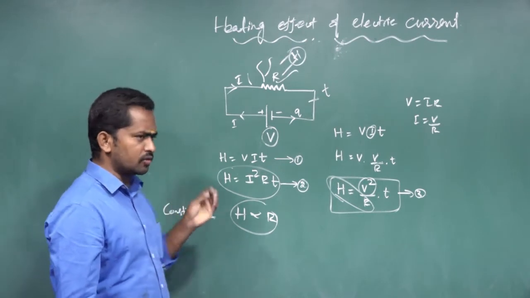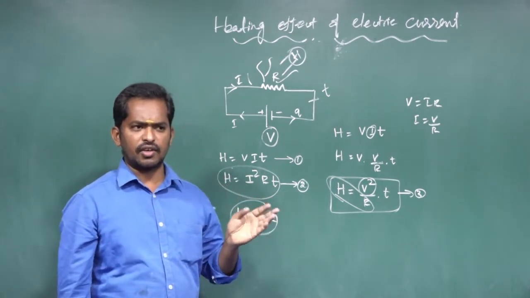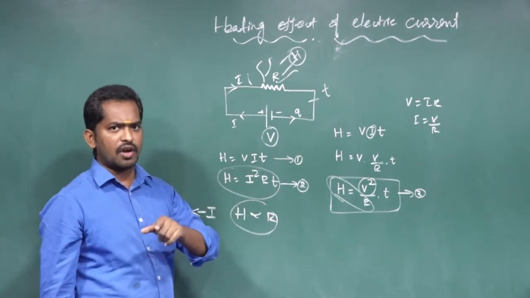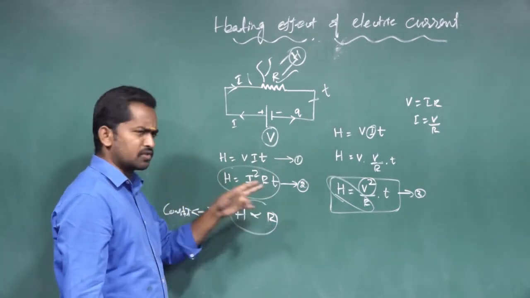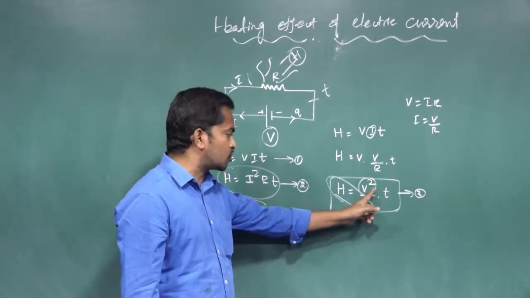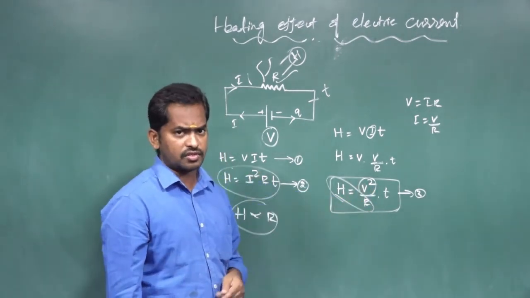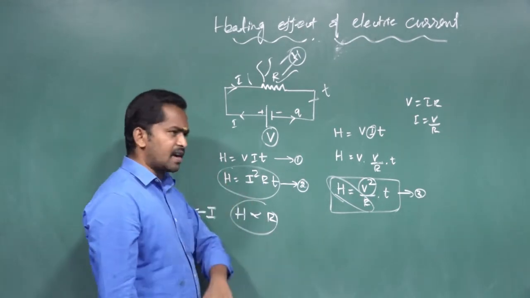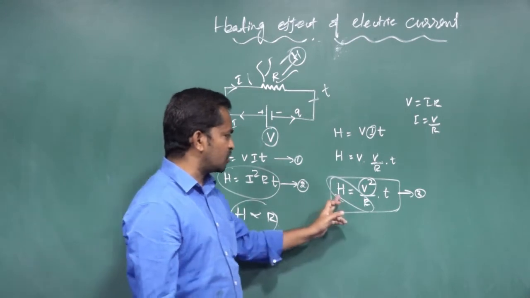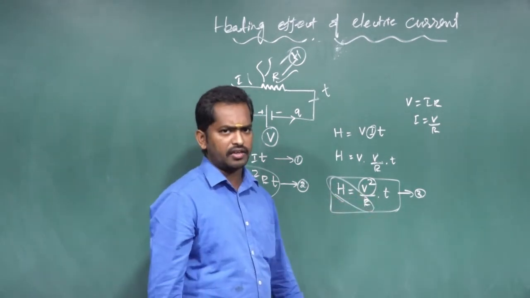You know well, resistors are connected in series or in parallel. If resistances are connected in series, current is constant, so heat energy is directly proportional to resistance. If resistances are connected in parallel, potential is constant, so heat energy is inversely proportional to resistance. So current constant means we are using H is equal to I square RT. Potential constant means we are using H is equal to V square by R into T.